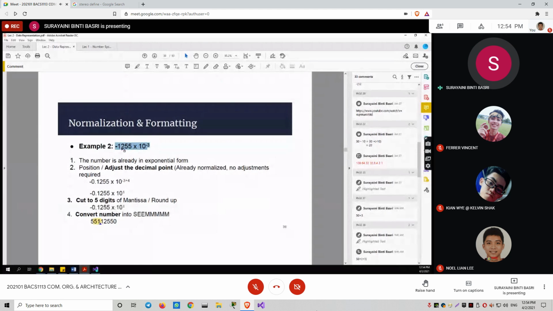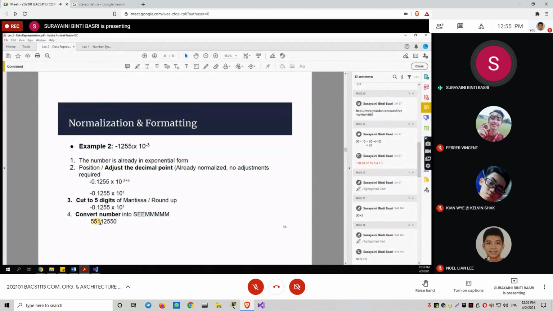float representation, which means we need to have 0 point at the front of this number. To convert this into this format, for this number we don't have a decimal, so just assume the decimal point is here, at the rightmost of the number.